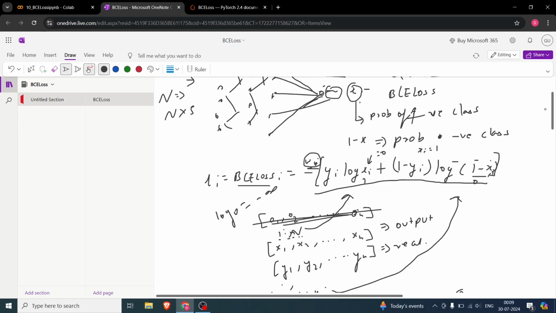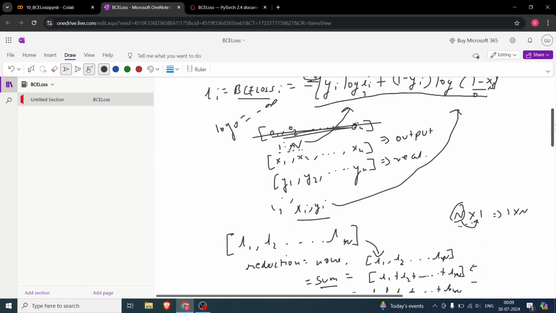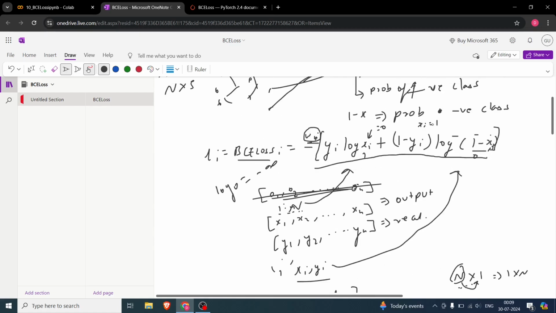This cannot work, because nothing works with all this kind of infinity and stuff. Okay, and also if y equal to 1 and x is already equal to 1, then this will become 0, because 1 minus 1 equal to 0, and this will also become 0. So this will become 0 into infinity, because log of 0 is infinity. So again all these things cannot be worked out, right?